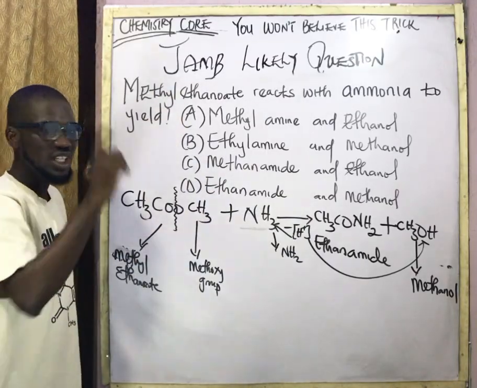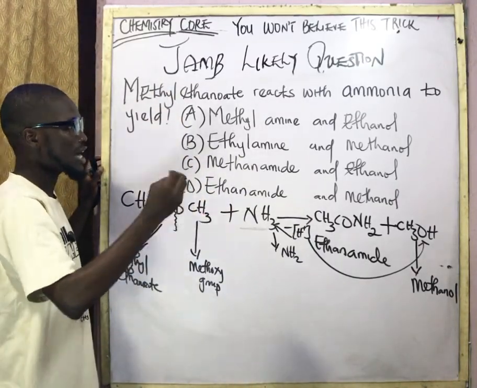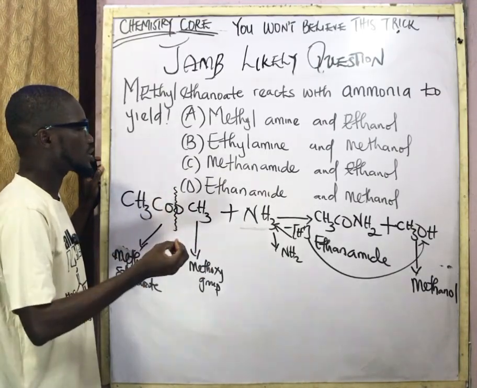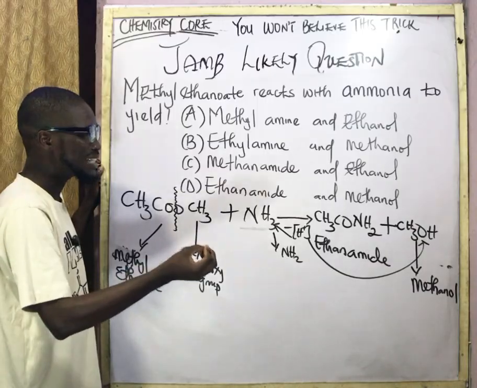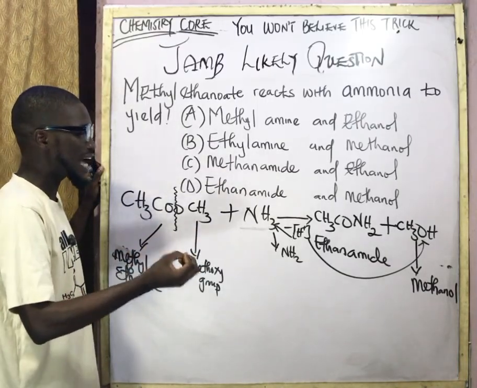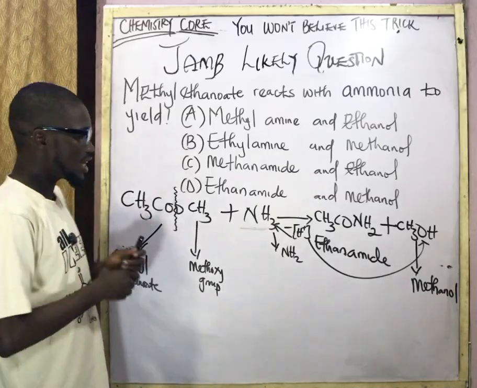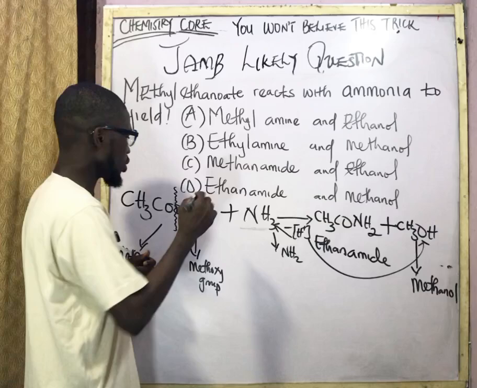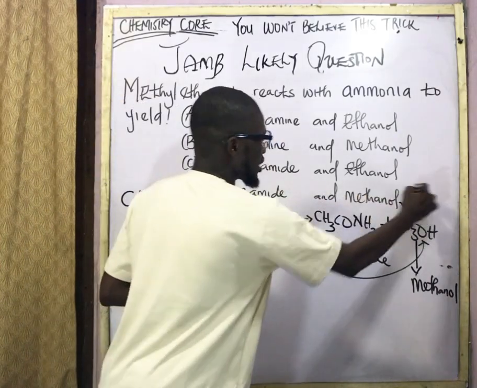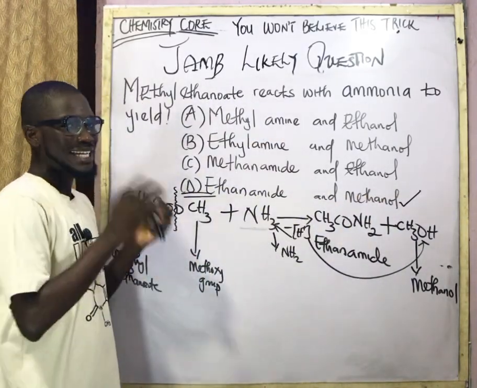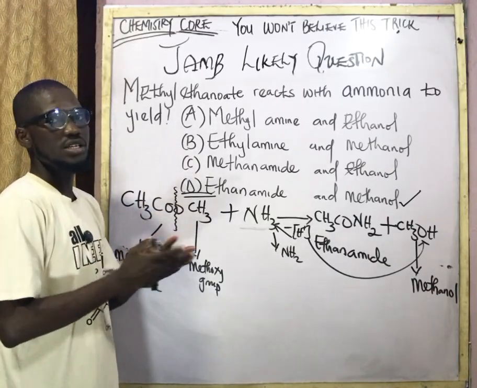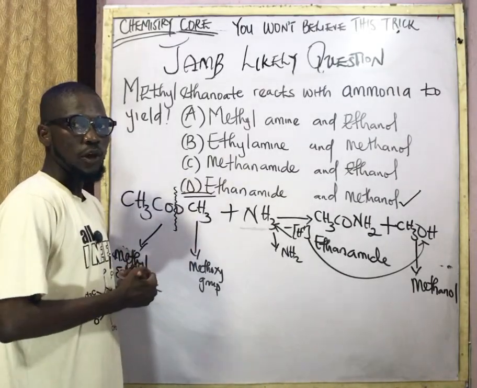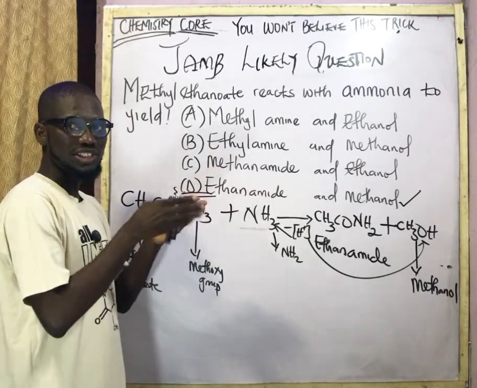Let's go back to the options. The first option is methylamine and ethanol. Option B, ethylamine and methanol. Option C, methanamide and ethanol. And the last one is ethanamide and methanol. So guys, ethanamide and methanol is the best match to what we have solved. So option D is the correct answer. That is why I said you won't believe this trick, because some of you guys that come across this kind of question just pick any option without understanding the trick under it.